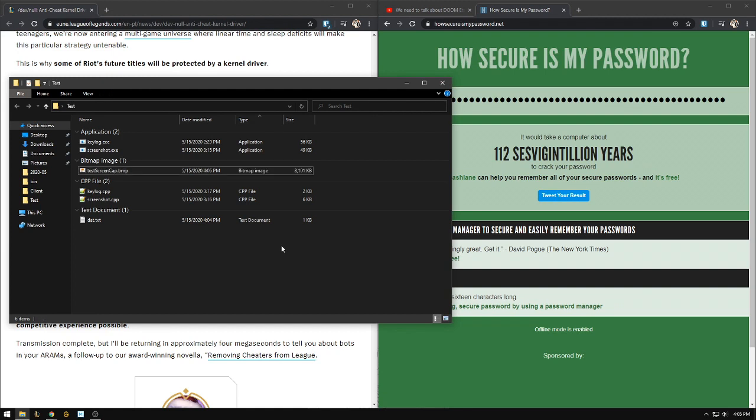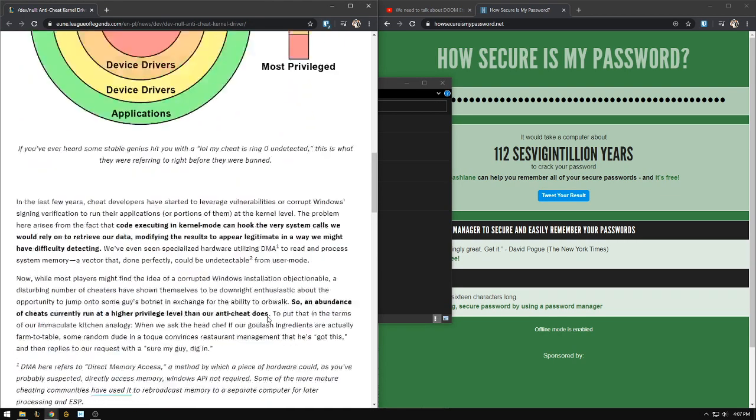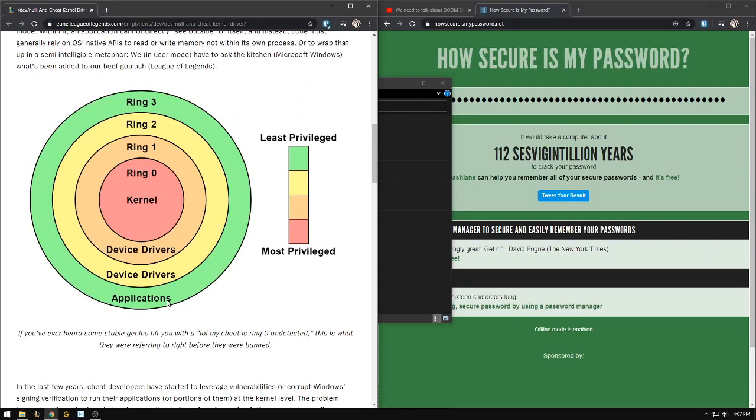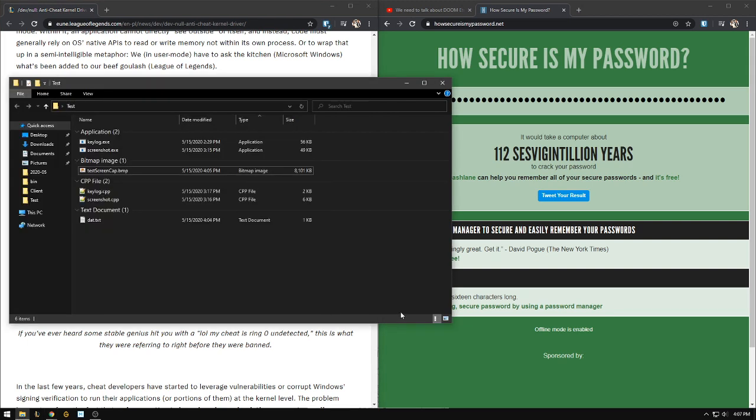user level, right? So this, to reiterate again, is the least privileged area of execution of a program. These programs were running at the lowest level of this hierarchy. They were running at the application level. I didn't need to grant them administrator. I didn't need to grant them anything.